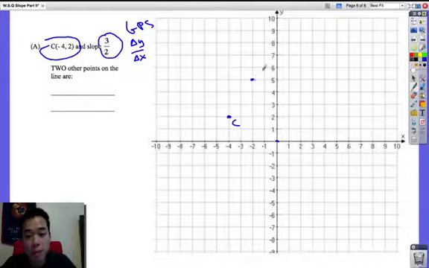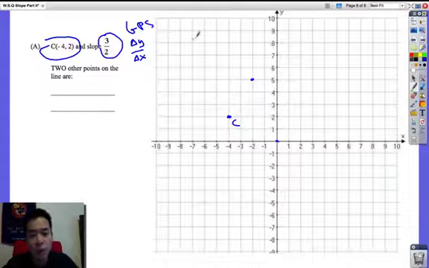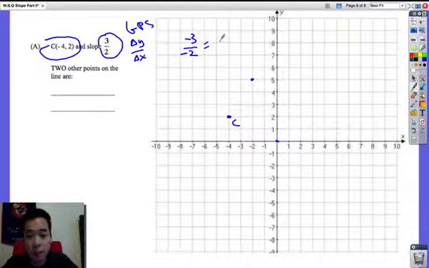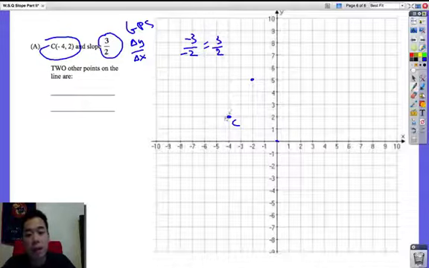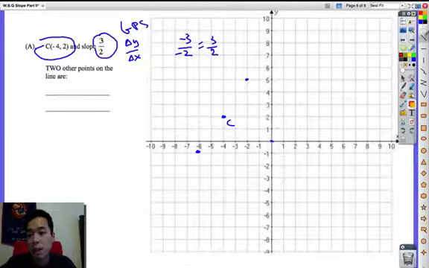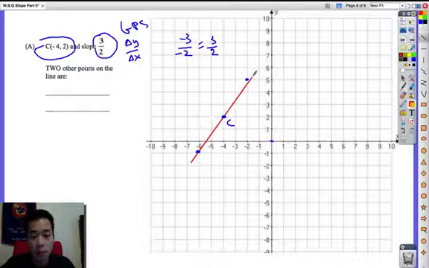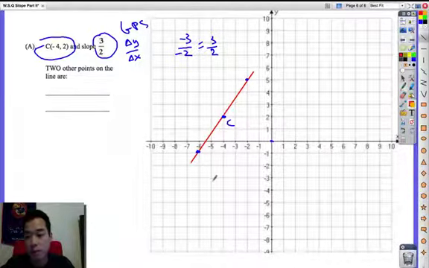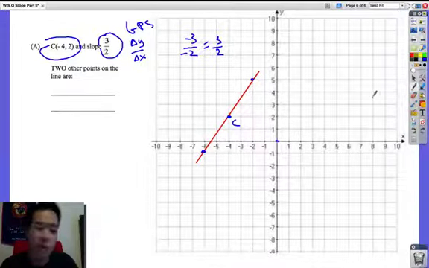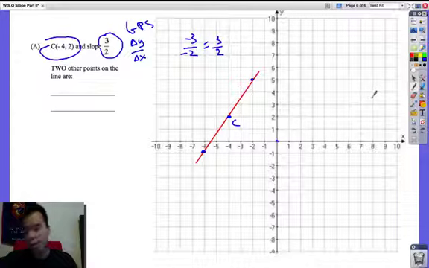There's another point. And then if you want to work backwards, because -3 over -2 is going to be a negative over negative, which is the same thing as 3/2. So going down 1, 2, 3, and then to the left 1, 2. You have this nice little straight line right here that will then give you your two other points. Obviously this is a function, and we'll go more into functions, but it doesn't really stop. It goes on indefinitely in both directions.